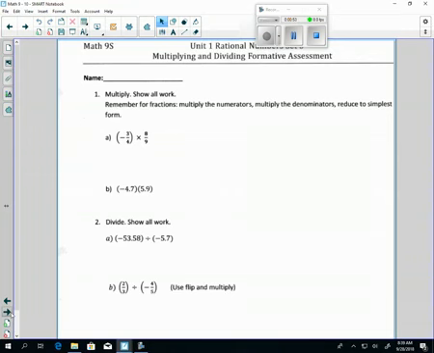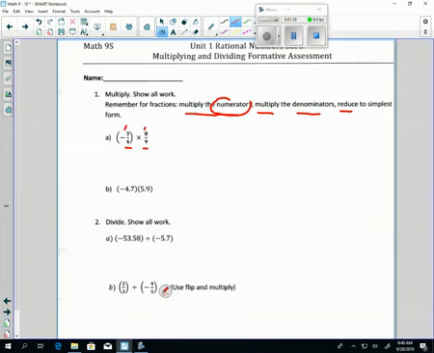So if we look at the first question here, we have to multiply fractions. And remember, when we're multiplying fractions, you have to multiply the numerators. The numerator is the top part of the fraction. Then we have to multiply the denominators, which is the bottom part of the fraction. And the third thing is to reduce the fraction to its simplest form. So here we have a negative 3/4 times a positive 8/9.